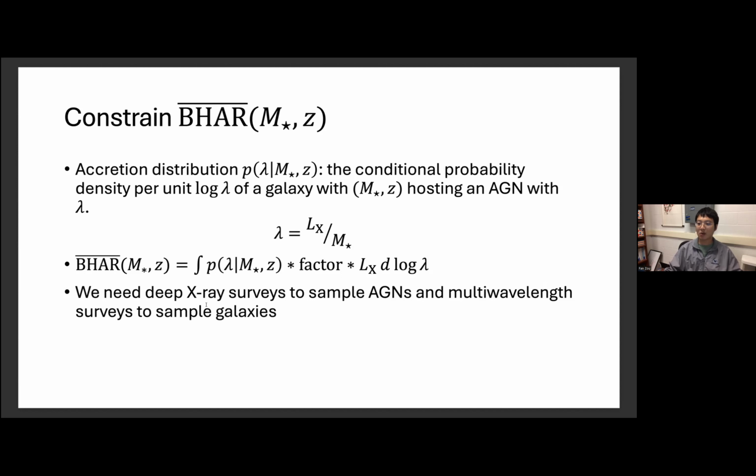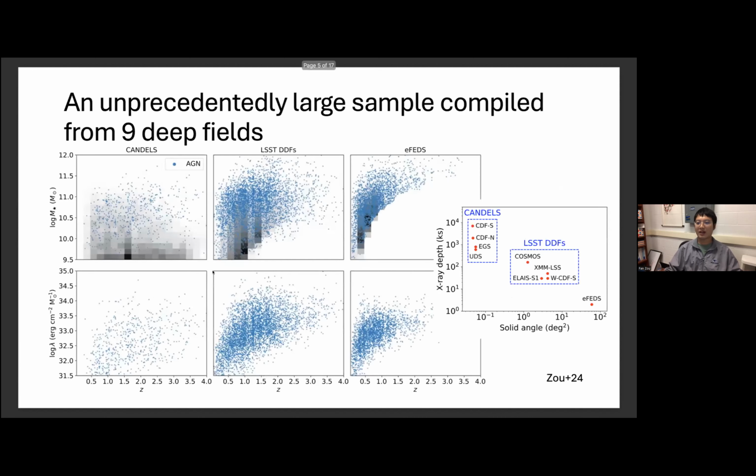So actually, the data is quite demanding here, and to obtain reliable results on this, we have done a lot of work in compiling the data, and we have constructed a very large sample from 9 deep fields, following the wedding cake design. So we include both deep pencil beam surveys like the CANDELS fields, and also wider and shallower surveys like the LSST deep drilling field and the new EFEDS field. So actually there is a lot of work behind this single slide, and our sample is at least like 10 times larger than previous works on this matter.